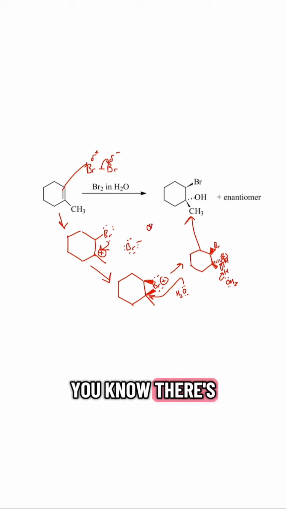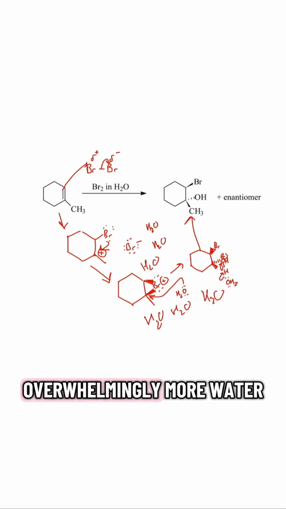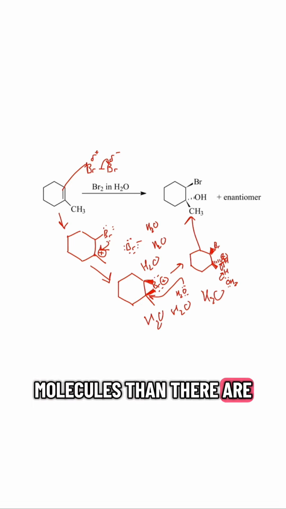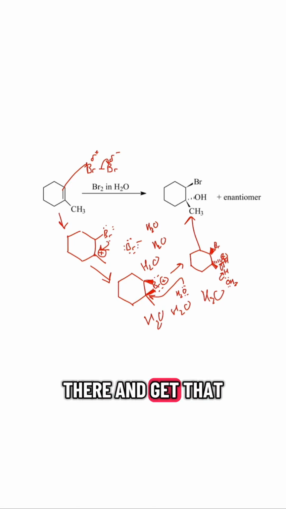There's one. My pen does not work today. There's one here. There's one here. There's one here, here, here, and here. They're all over. So there's just overwhelmingly more water molecules than there are Br minus ions. So just statistically, the water is going to come there and get that.